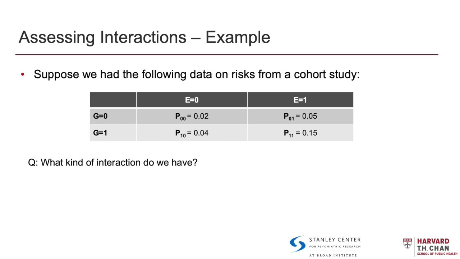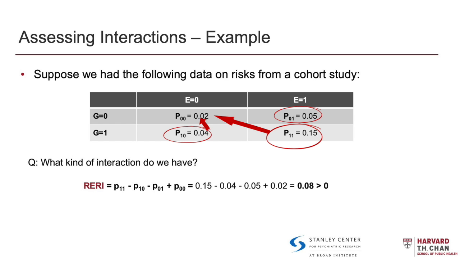We can use the P11, subtract it from the underlying risk to understand the joint effect, and then we can take the individual ones and subtract it from the underlying risk to get the individual effect in the presence of only one exposure. So the RERI would come about to be 0.08. So this is greater than 0. We would say there is evidence for positive additive interaction.